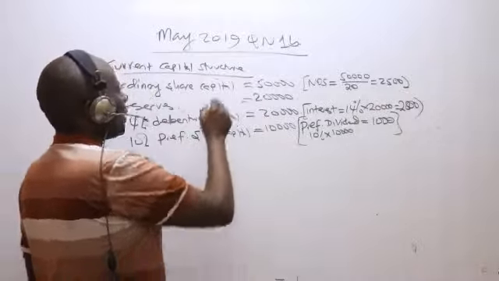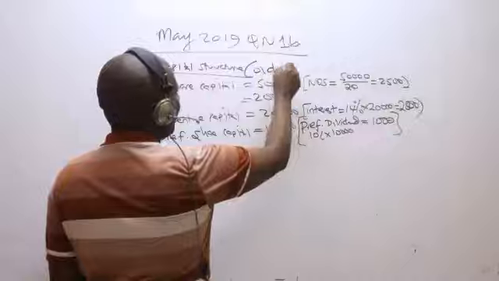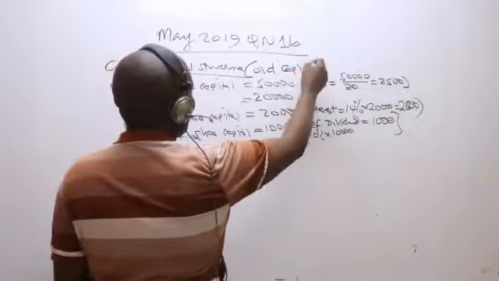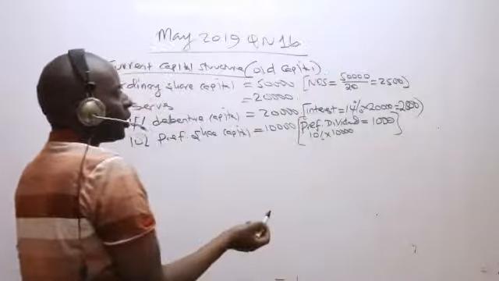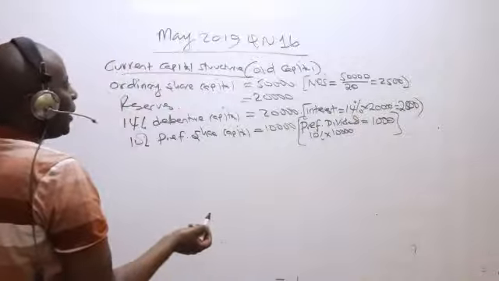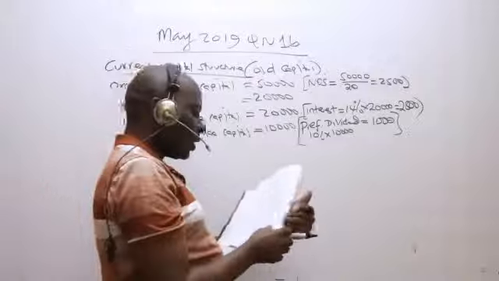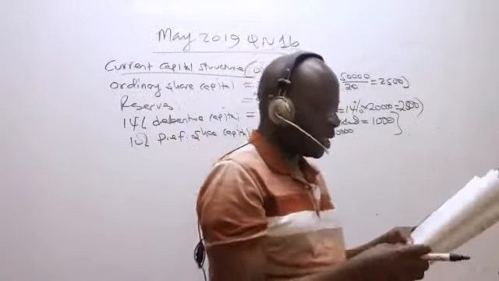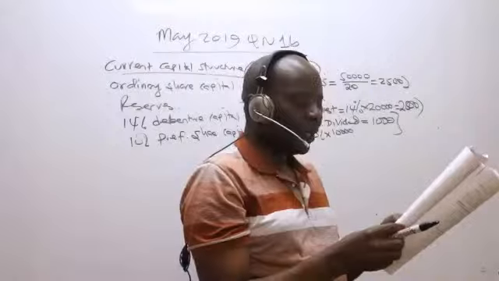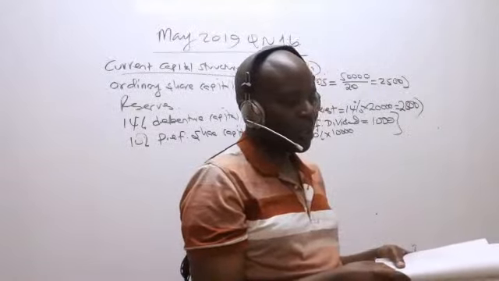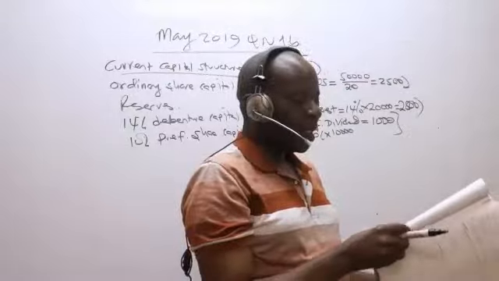The current capital structure is also what I call the old capital structure, the existing capital structure. Now from there, they want us to look for some more funds. If you look at this question very well, they want us to raise 10 million Kenya shillings.